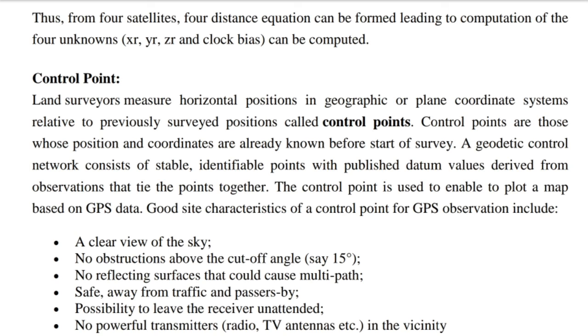Good site characteristics of a control point for GPS observation include a clear view of the sky. Next, no obstructions above the cut-off angle, say 15 degrees. Next, no reflecting surfaces that could cause multipath. Next, safe from traffic and passers-by. Next, possibility to leave the receiver unattended. Next, no powerful transmitters, radio, TV antennas, etc.